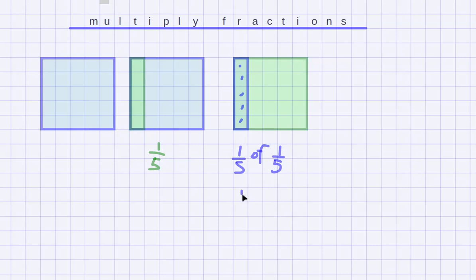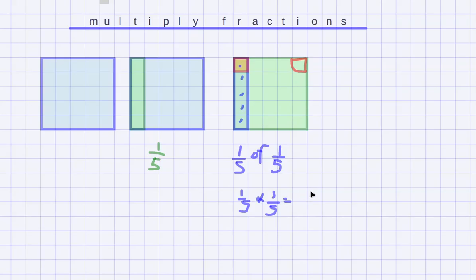So 1/5 times 1/5 is one of these little boxes here. One of these little ones. Let's say that one. And how many of those little ones are there? There's 5, 10, 15, 20, 25. 25 of them.